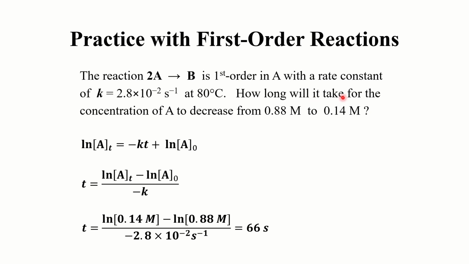So here, see how it says to decrease from 0.88 molar. This implies that 0.88 molar is the A0. So 0.88 molar goes in for A0, and 0.14 molar goes in for AT. And then here is the rate constant K plugged in down below, and that negative sign comes from the integrated rate law. If you plug this in and solve, you should get somewhere around 66. So it would take about 66 seconds for A to decrease from 0.88 molar to 0.14 molar.